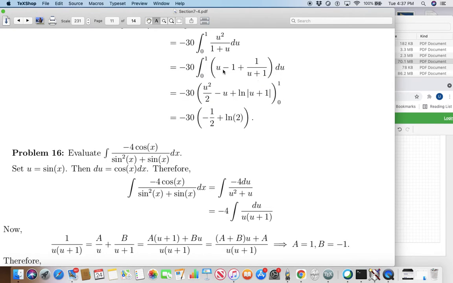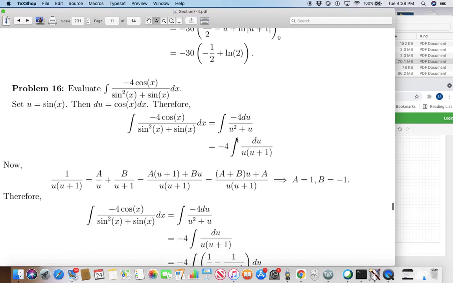So when you integrate this, this is simply a polynomial. Integral is u squared over 2, minus 1, integral is negative u. Integral of this is natural log of u plus 1. Don't forget limits of integration 0 to 1. 1 gives me half minus 1, that's negative half, and natural log 2. 0 gives me 0 here, 0 here, natural log of 0 plus 1. Natural log of 1 is 0. So this limit gives me 0. This limit gives me all of this.